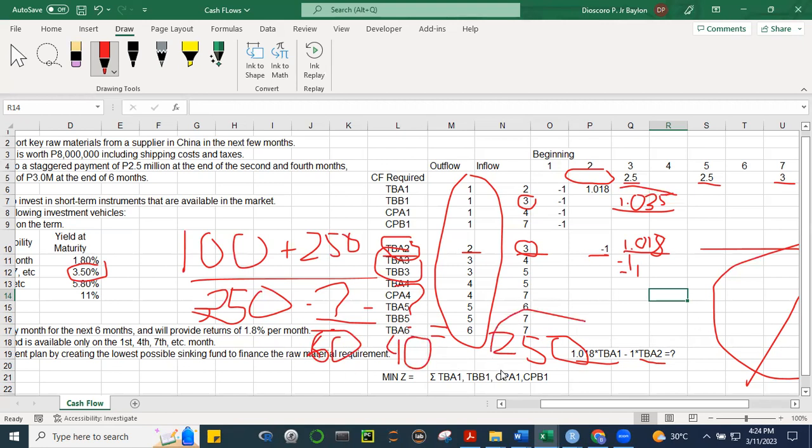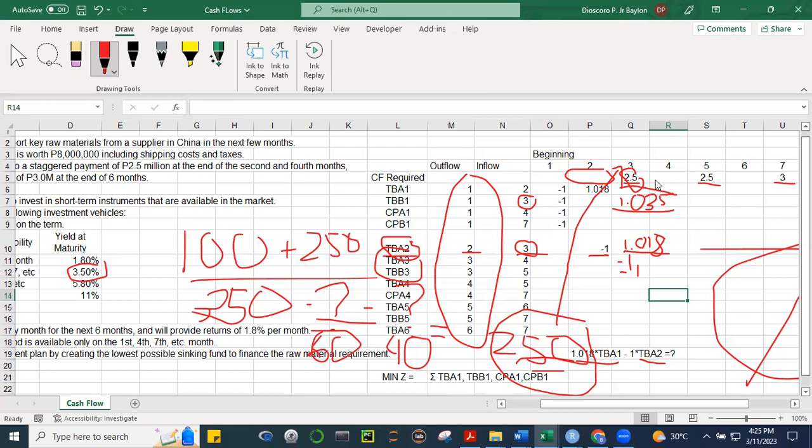What's the purpose of this 250? We cannot reinvest it in TBA3 or TBB3 because we will have to pay this 250. We're going to use it to pay the obligation that we have on month 3. This one will be the residual of what we received as inflow and what will be reinvested in other instruments. The residual will be used to pay our cash flow requirement for month 3.